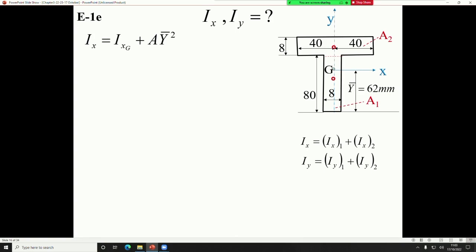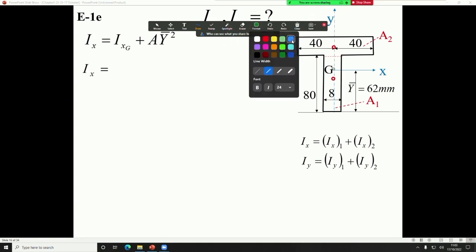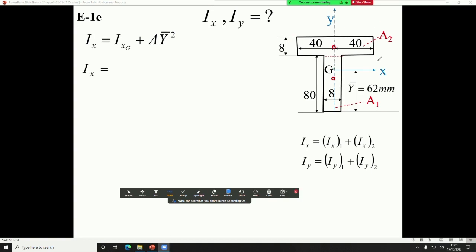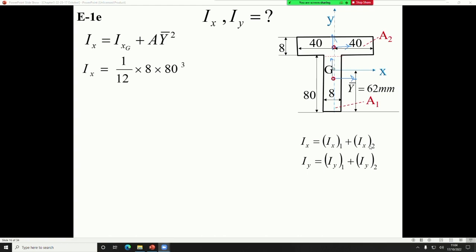So for the top one, with respect to its own axis, if I draw a line here, we have this top section, and it's got its own local axis. And this bottom one also has its own local axis. So I start with the bottom one. With respect to its own axis, this rectangle, coming from the design handbook, or as I showed you earlier, is equal to 1 over 12, the width multiplied by its height cubed. But this axis is offset from this one, so I need the parallel axis theorem. So this must be plus the area multiplied by this perpendicular distance squared.